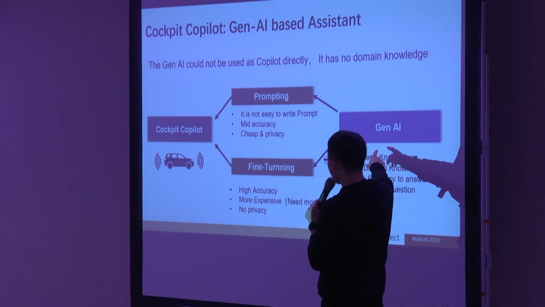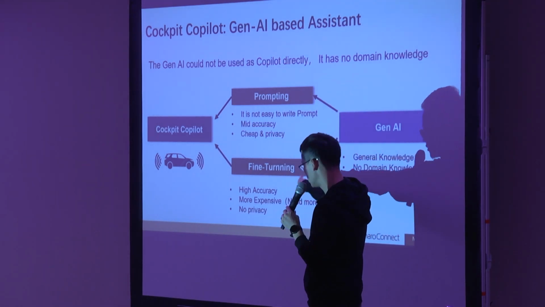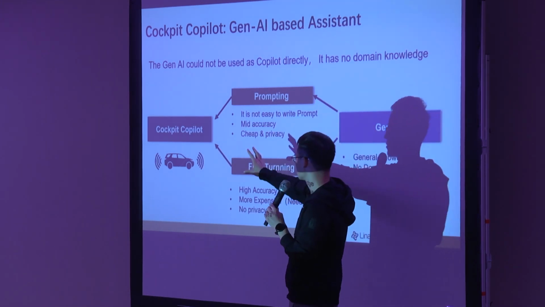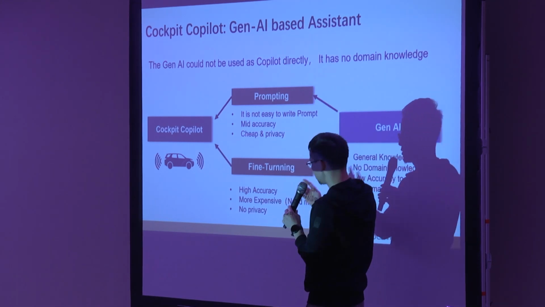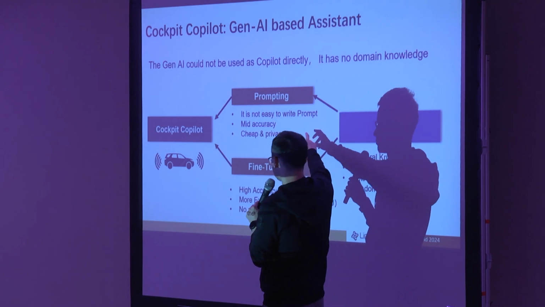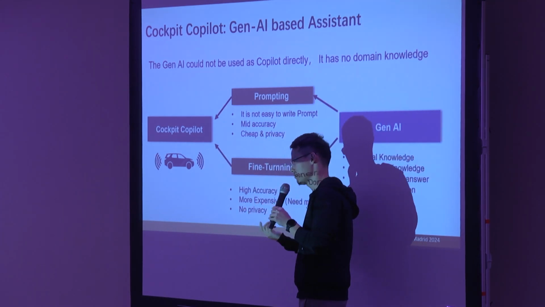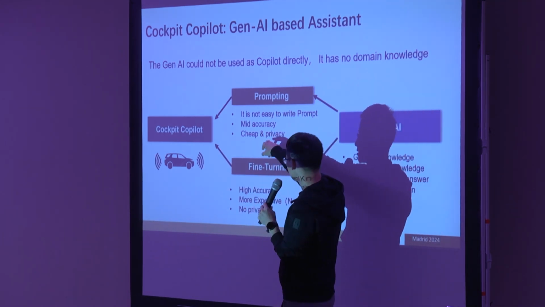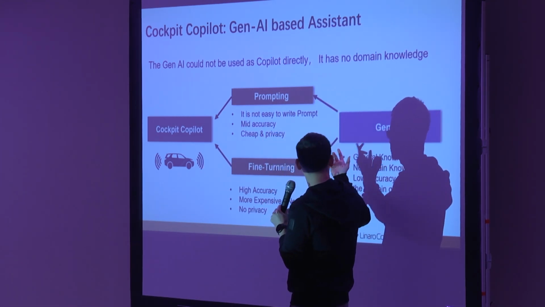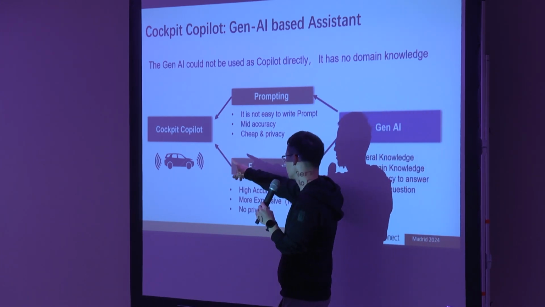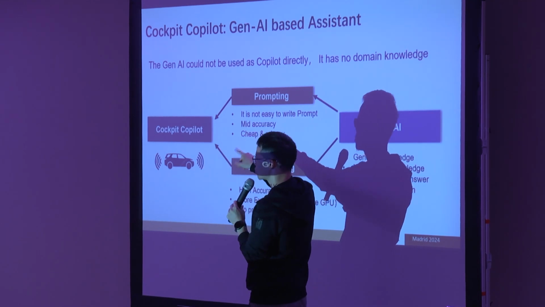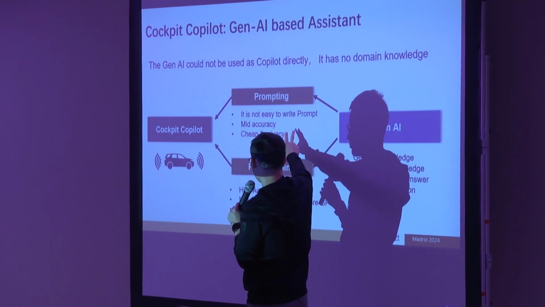So if you have general AI, first you need to use prompting or fine-tuning. This is widely used now for adapting the model to the copilot. And prompting is very easy to use because it's free. It's software. But it's not easy to write prompts, so you call it prompt engineering. And then it has mid accuracy. It's not very high accuracy. That's why the general AI could not be used directly as the copilot. And then it's very cheap because it's software. You don't need to retrain the model. And the data is private.